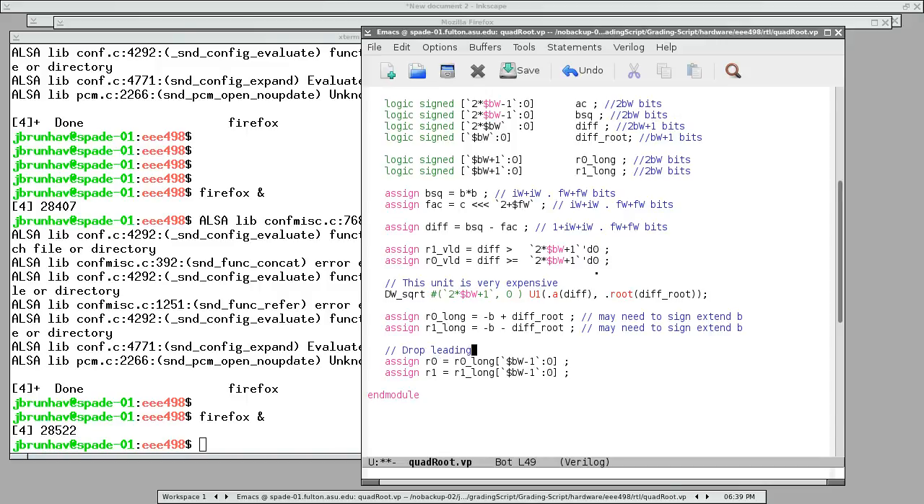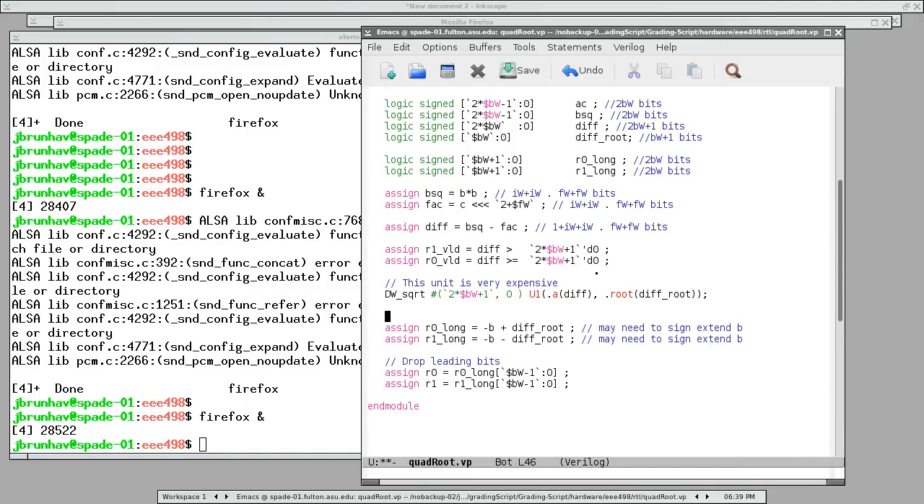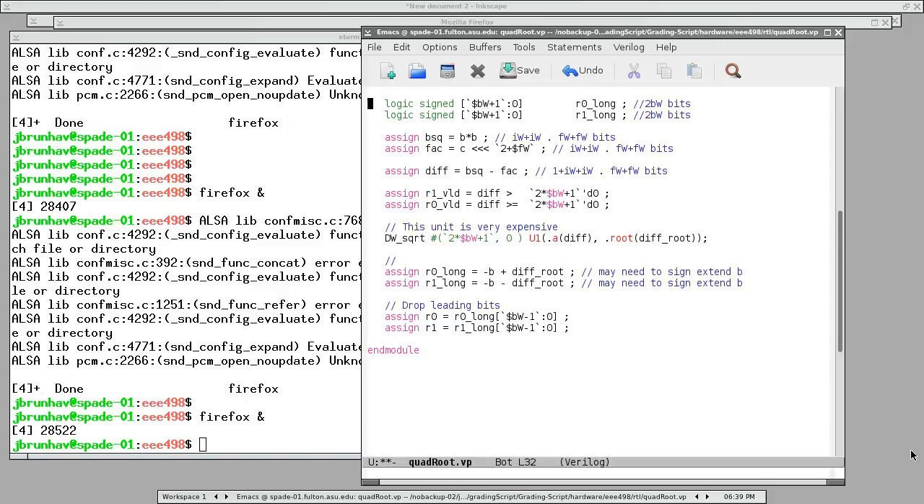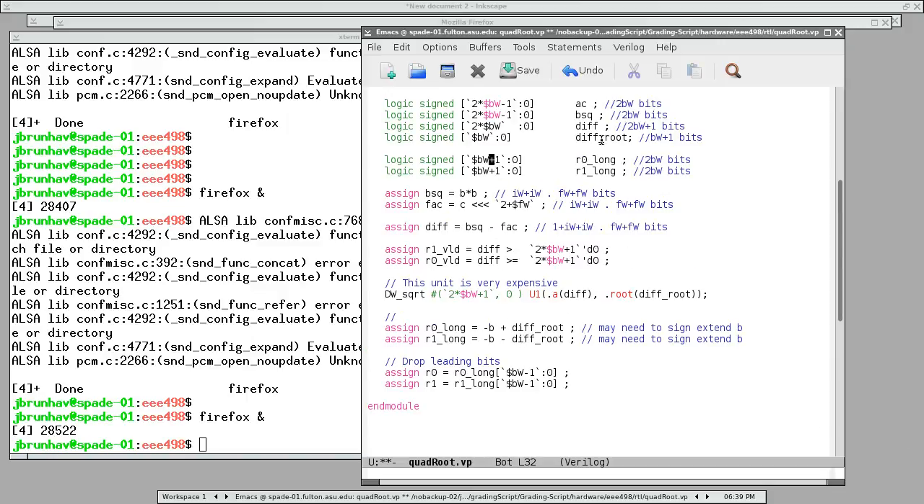So this is drop leading bits. And then I think we forgot the divide by 2. Yeah, I did forget the divide by 2. So we're going to make the divide by 2 implicit by skipping the bottom bit.